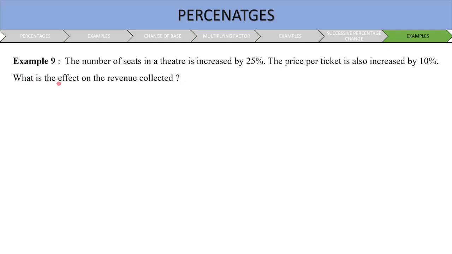So we will now see some more examples on this. The number of seats in a theater is increased by 25%, and the price per ticket is also increasing by 10%. So seats increased by how much? 25%. And price increased by how much? 10%. What is the effect on the revenue?